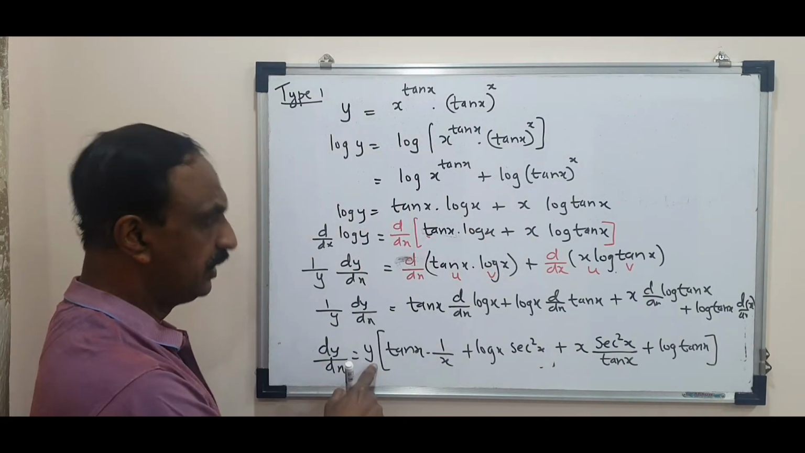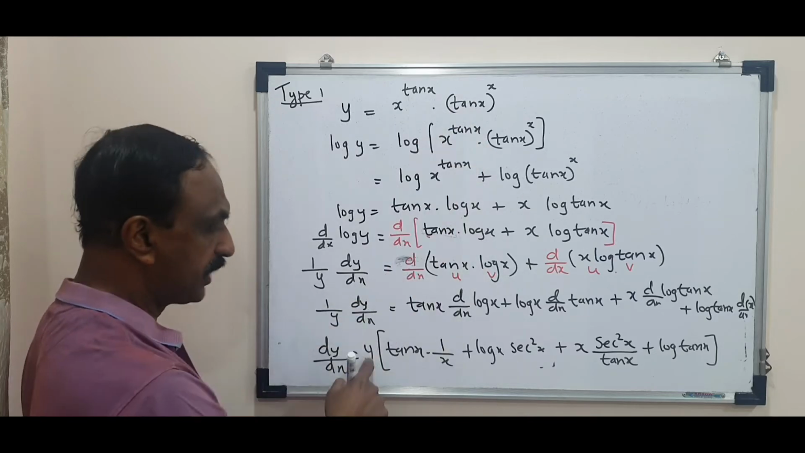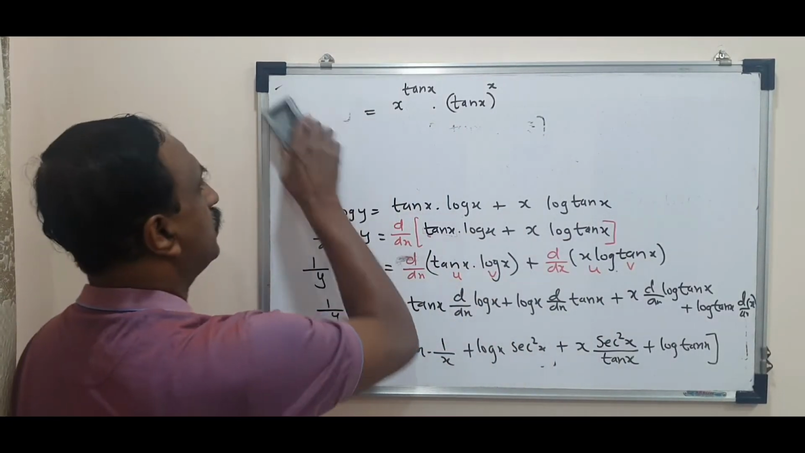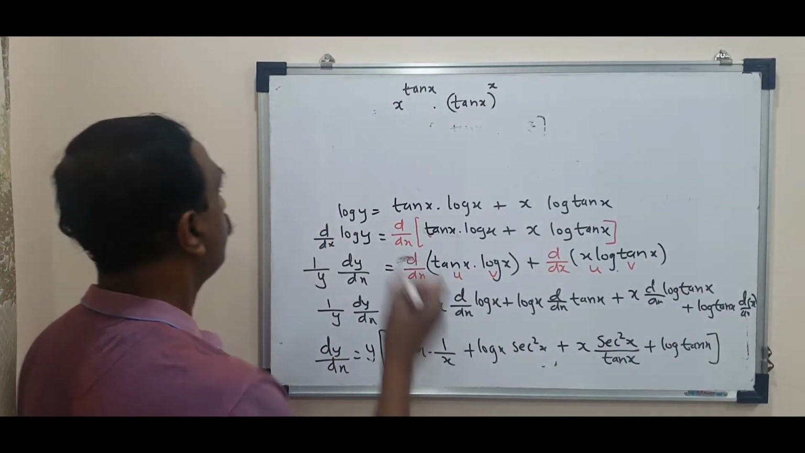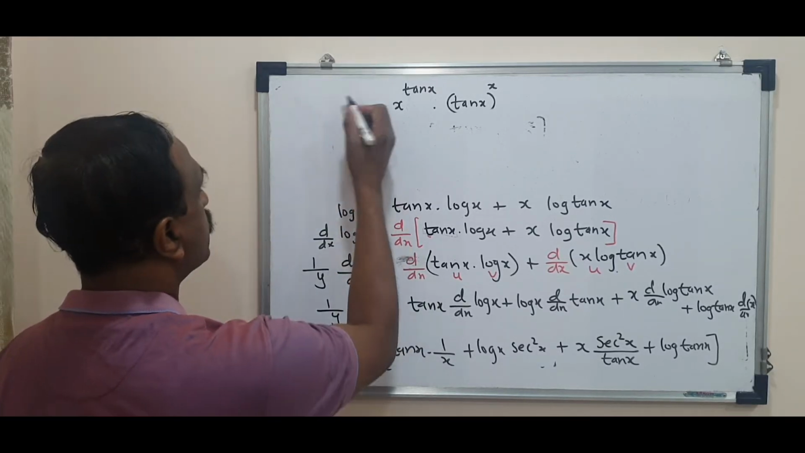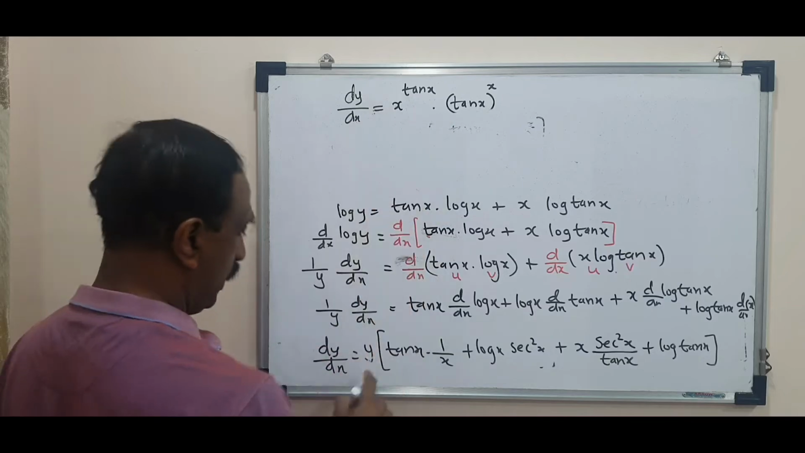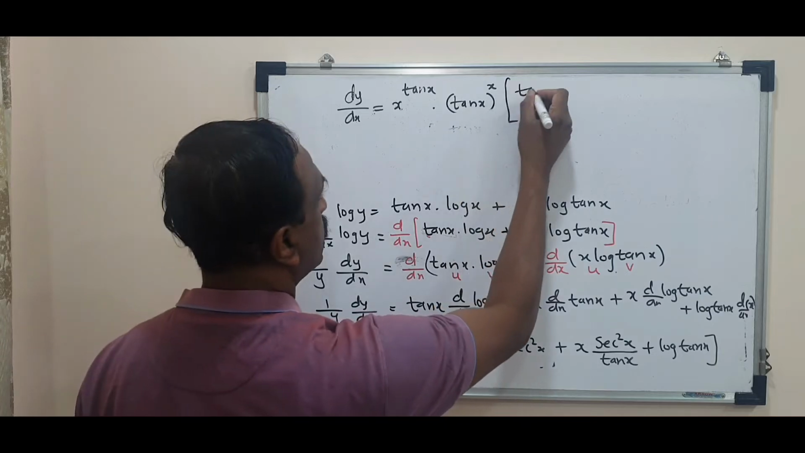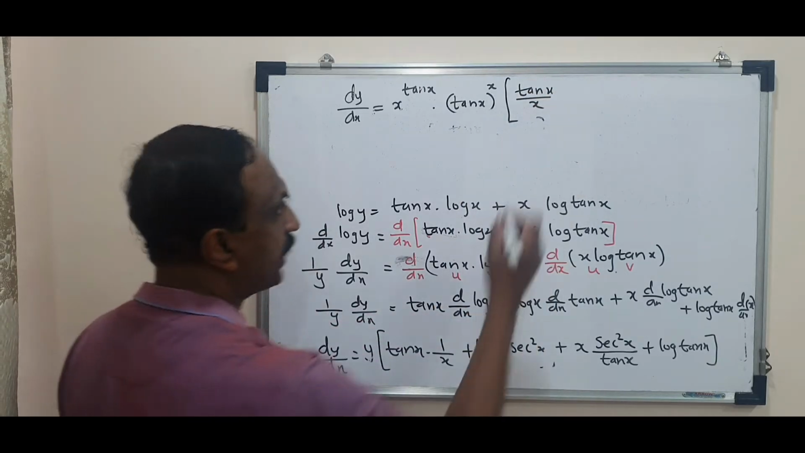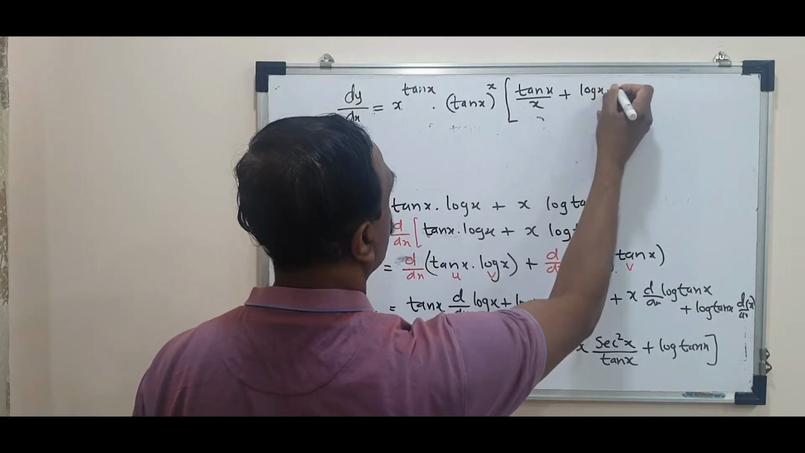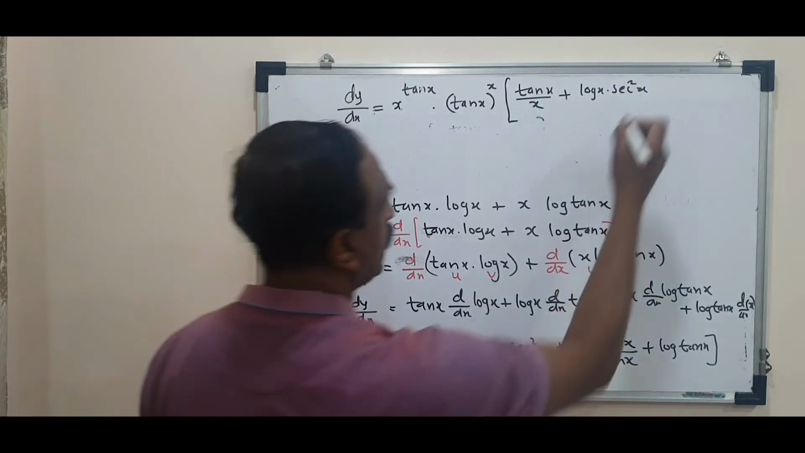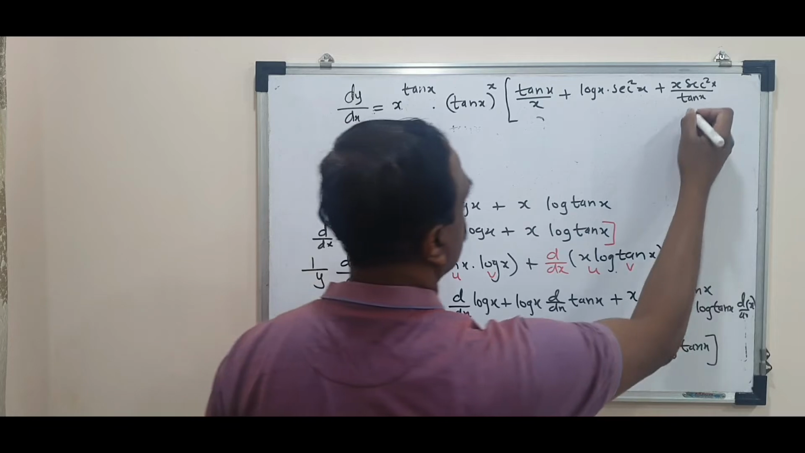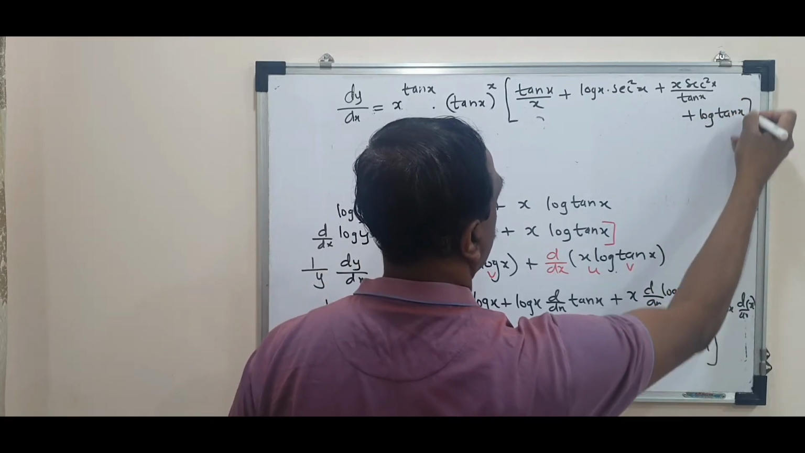So you need to replace it. Replace y as x raised to tan x into tan x raised to x, and then write your answer. So your final answer would be like this. dy by dx is equal to, in place of y, x raised to tan x into tan x raised to x, into tan x upon x plus log x into sec square x plus x sec square x upon tan x plus log tan x. This would be my final answer for this.